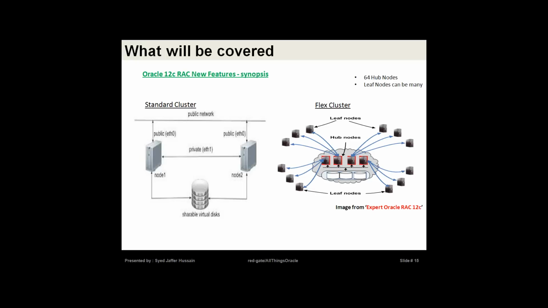So imagine you have a very complex environment and you want to go with 500 nodes, and having all of them on the private interconnect is going to put more pressure and more load on your interconnect. So if you go with Flex Cluster, it's very flexible and scalable. You can go beyond 500, 600 nodes. So this is just a brief overview of the cluster. It's not intended to discuss everything.